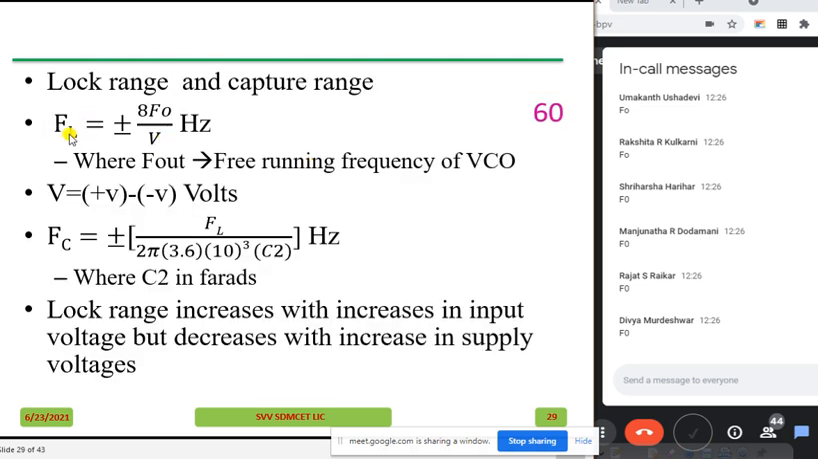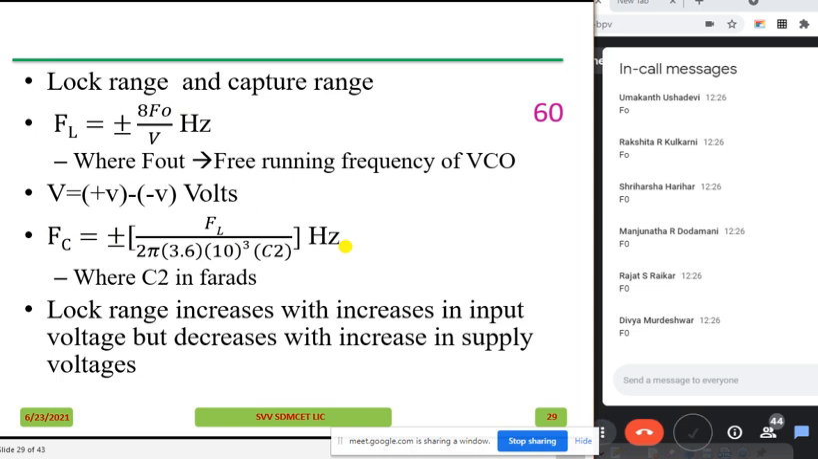And FL, what is the lock range, sir? If I take 8 F0 divided by V, this much of Hertz lock range I will get. And capture range, FL by 2 by 3.6 into 10 raised to 3 C2, these many Hertz will be the capture range. And most of the time we ask the students to calculate theoretically FC and FL and find out practically whether you are getting the same or not.